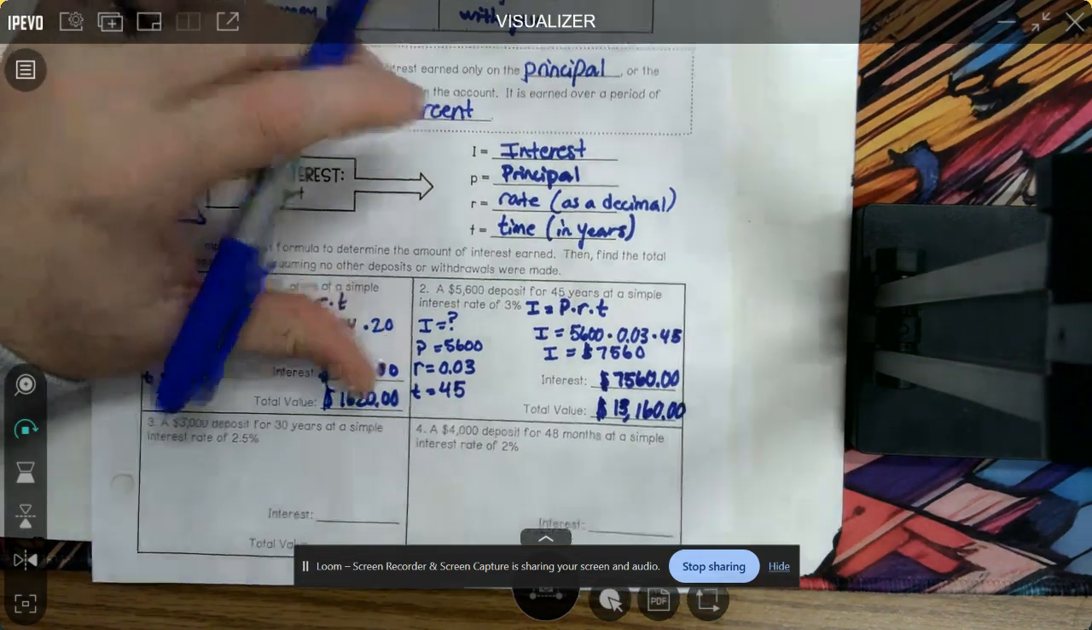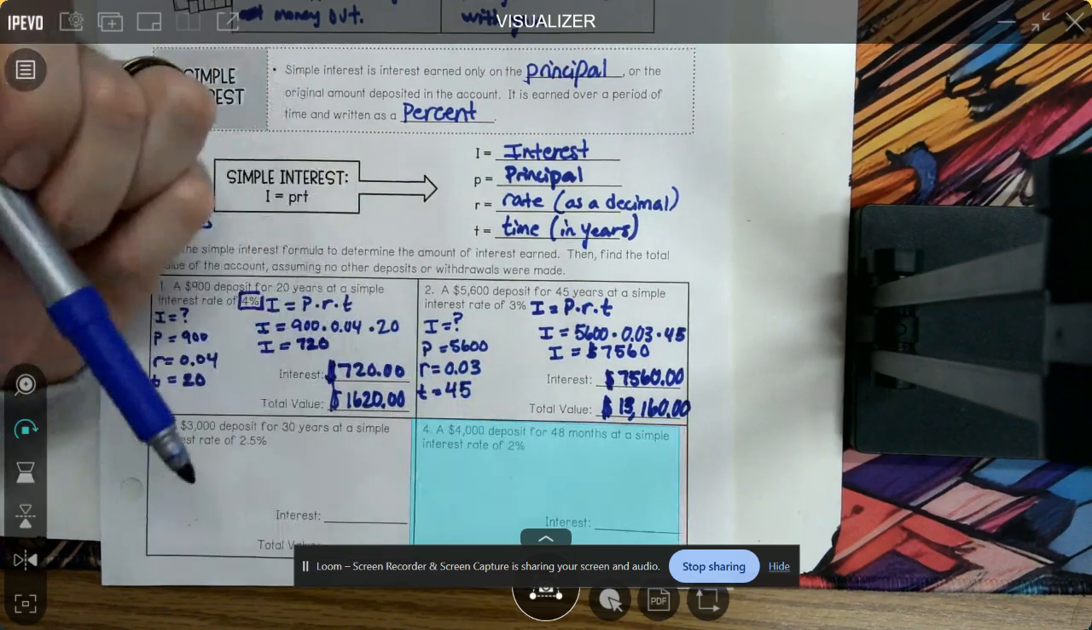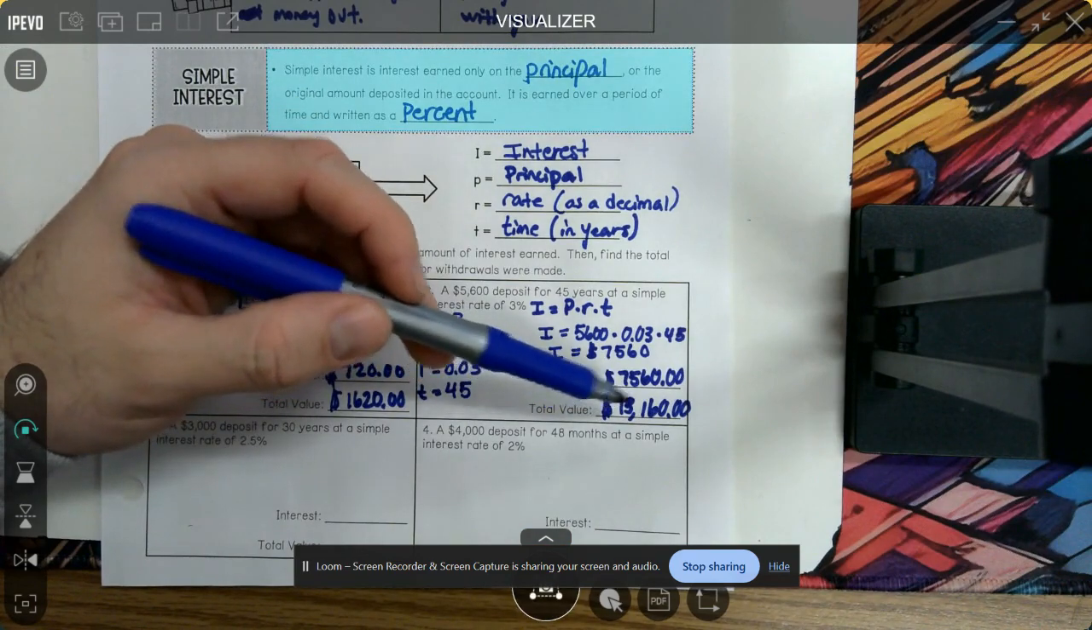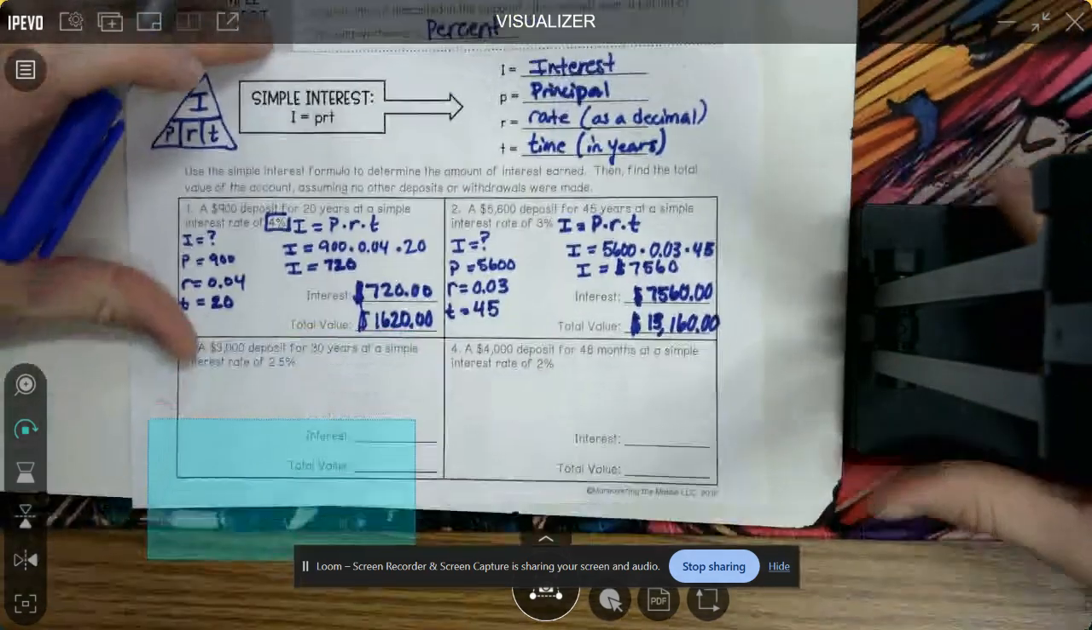All right, check my work for number 2. We got an interest of $7,560 for my interest earned, and that would result in a total value of $13,160. Okay, all right, we do 3, you'll do 4.